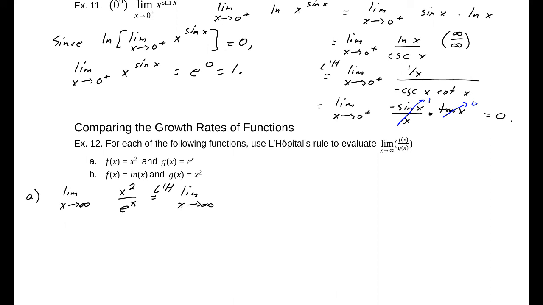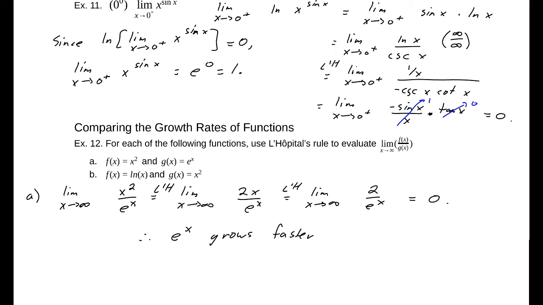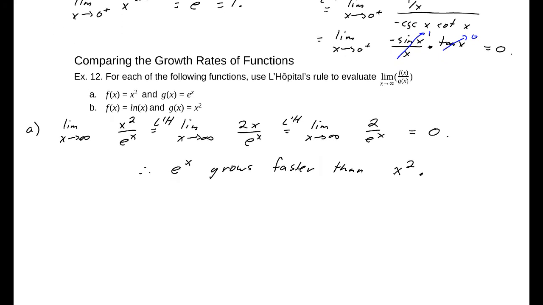So using L'Hopital's rule there, we get the limit of 2x over e to the x. We can still apply L'Hopital's rule. It's still going to infinity over infinity, so that would be the limit of 2 over e to the x, which quite obviously goes to 0. Therefore, e to the x grows faster than x squared, which we sort of know, but we can prove that using calculus.